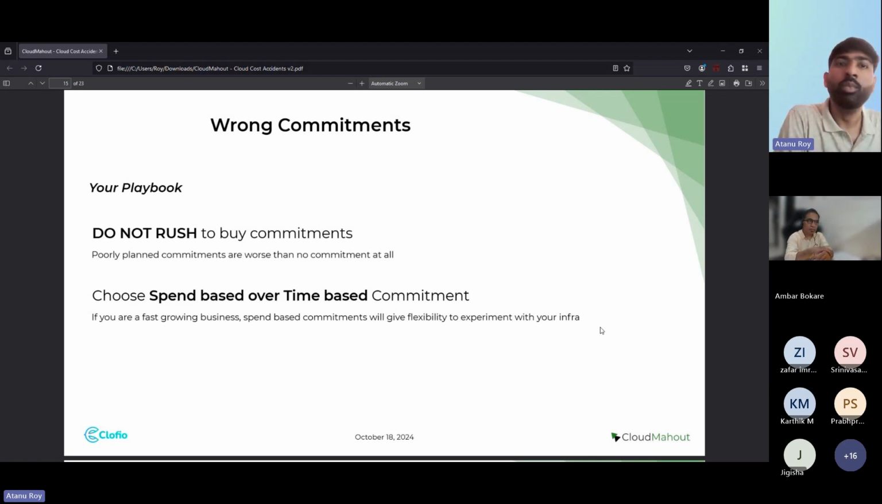Why? Because you can move across different instance classes. You can basically play with your infrastructure. You can right-size it. You can move to a different instance class while still making sure your commitments are right.